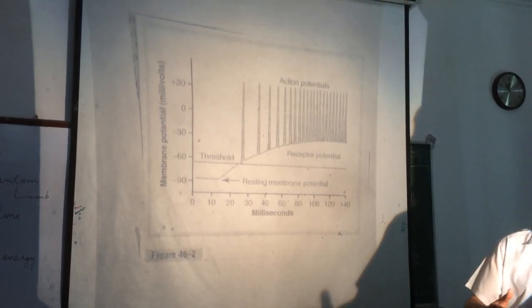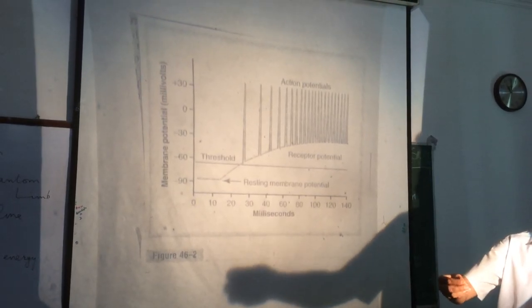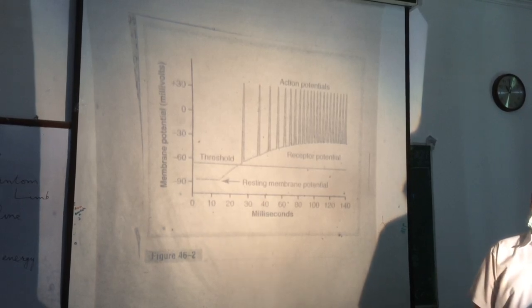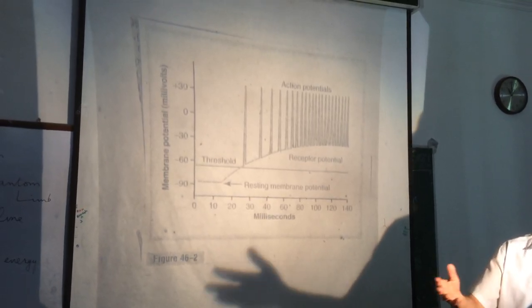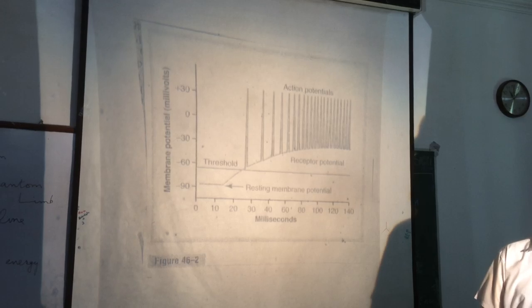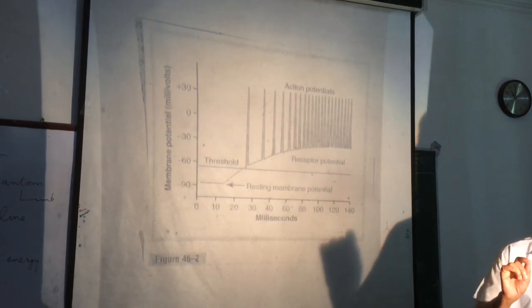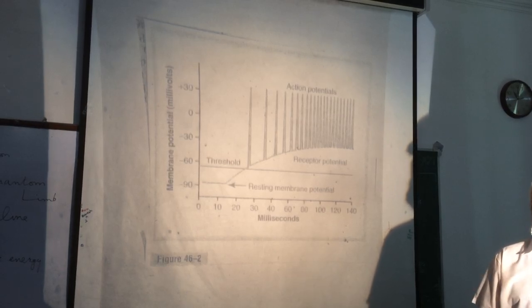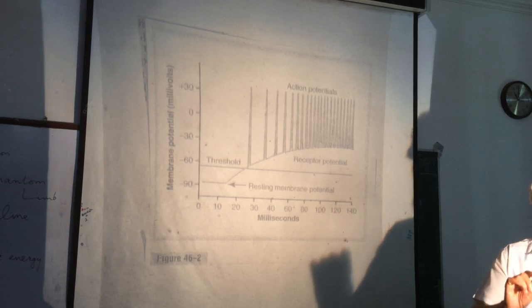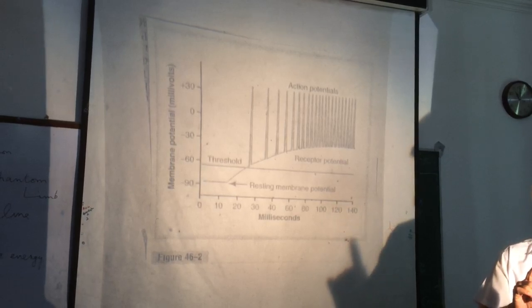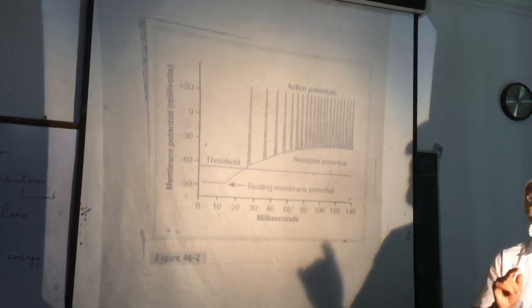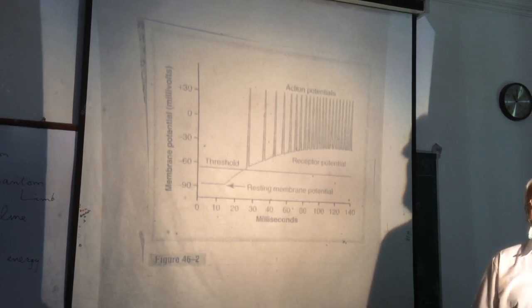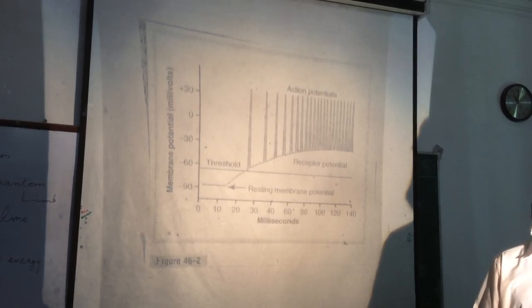When a stimulus is applied to the receptors, there is a localized change in the membrane potential. And that localized change in the membrane potential is due to sodium influx.